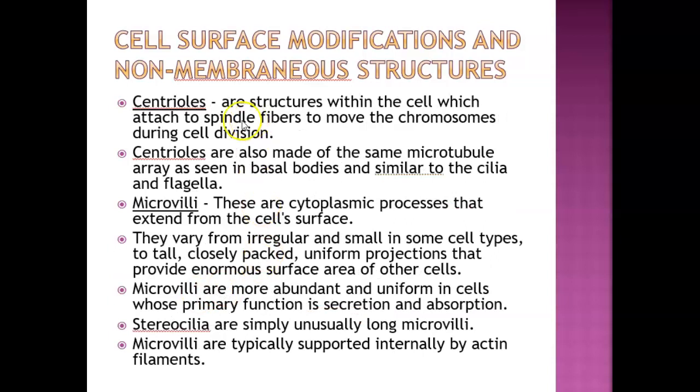Other structures are these centrioles. Animal cells have centrioles. Plant cells don't. These centrioles are just an area where these internal tubes will be formed and attached, and it's needed during cell division, mitosis and meiosis. These are made of the same microtubules that the cilia and the flagella are made of. All cells have this.